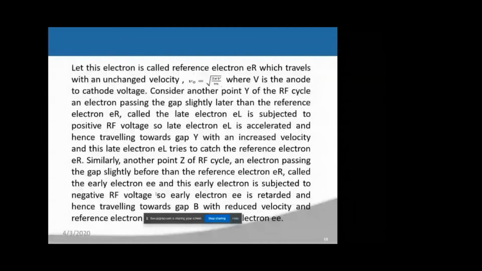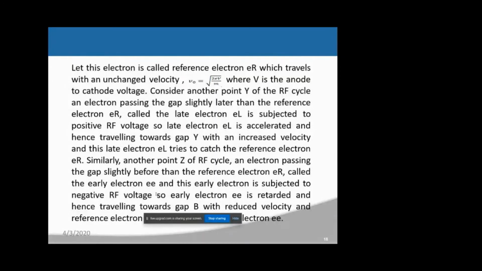That velocity is there, where V is the anode to cathode voltage. Consider another point of RF cycle: an electron passing the gap slightly later than the reference electron, called the late electron, is subject to positive RF voltage. So the late electron is accelerated and hence travels towards gap Y with an increased velocity, and this late electron tries to catch the reference electron.